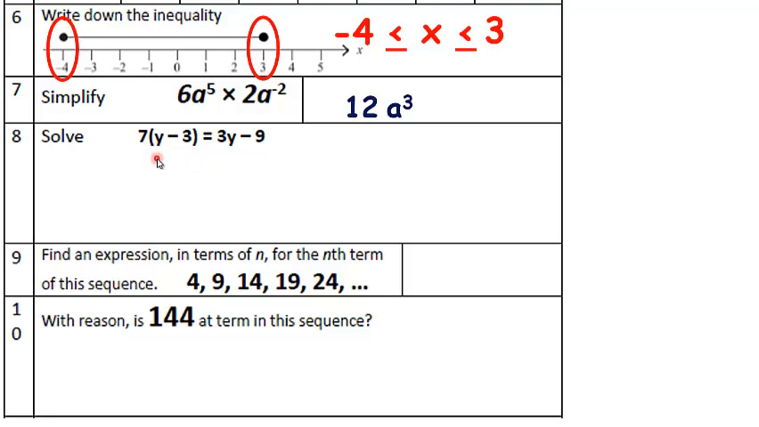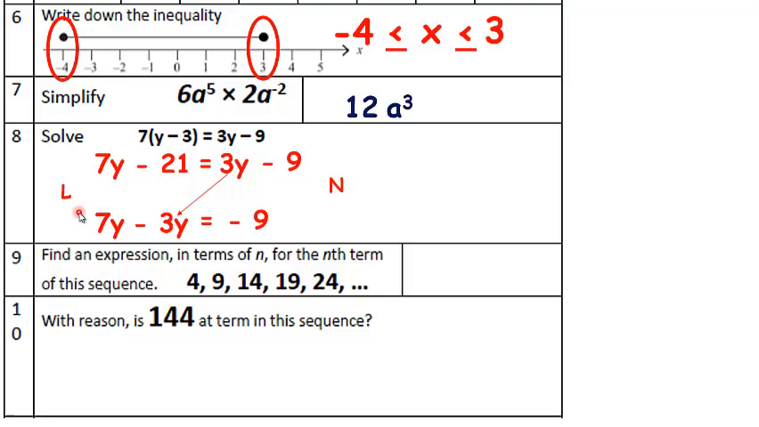Times out the brackets in number 8: 7y minus 21 is equal to 3y minus 9. Okay, what we're going to do now is bring all the letters over to one side, all the numbers over to the other. 7y is going to stay put, and 3y is going to come across, and it's going to become minus 3y. Equals, minus 9 is going to stay put, and minus 21 is going to come across, and it's going to become plus 21.